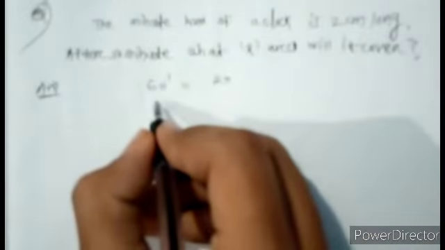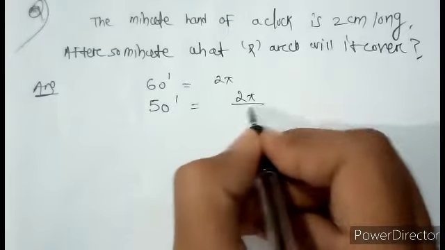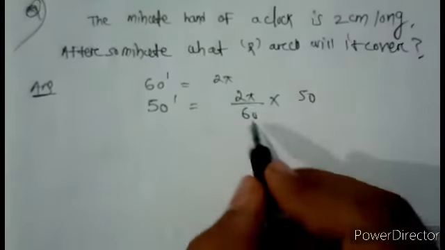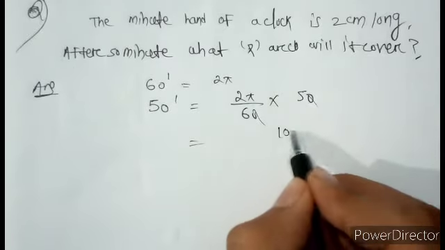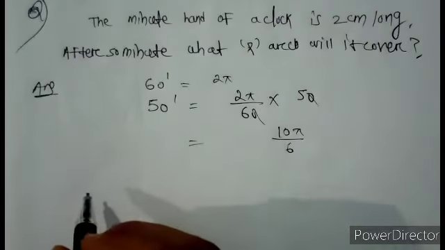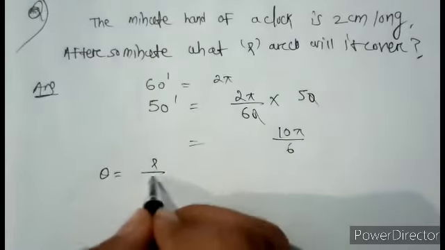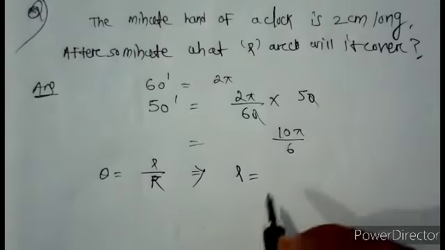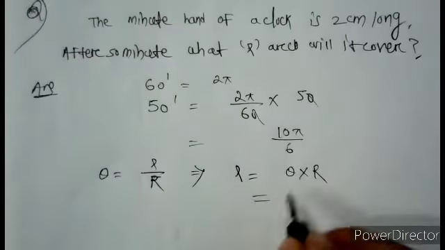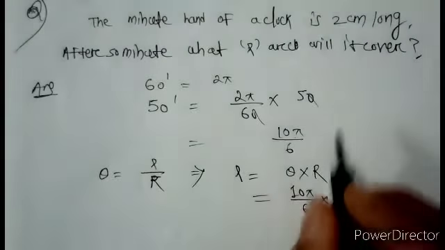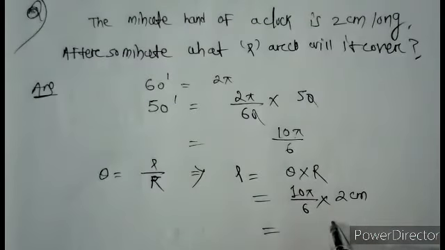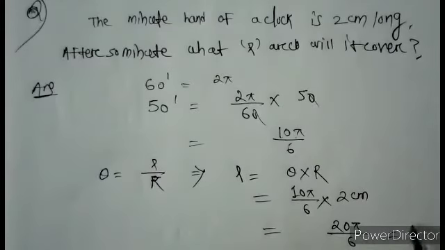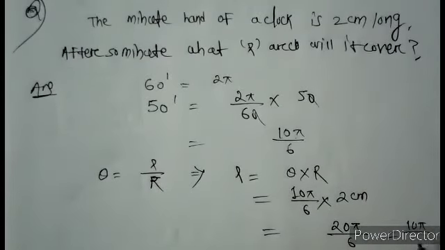Then what will it take for 50 minutes? That is 2 pi upon 60 multiplied by 50. So the zeros cancel, and that is 10 pi upon 6. Then we know that theta is equal to L upon R, where R is the radius, and L is the arc value, that is theta multiplied by R. So what is the theta value? That is 10 pi upon 6. And what is the radius? That is 2 cm. So that is 20 pi upon 6, that is 10 pi upon 3. This is the answer.